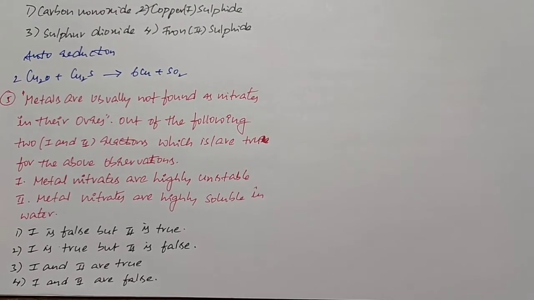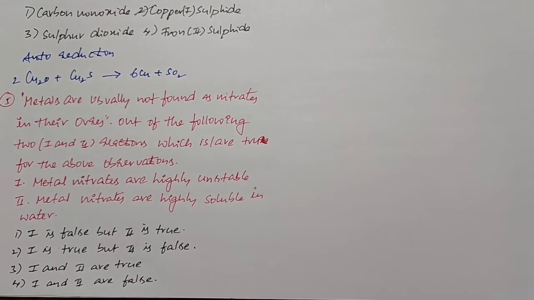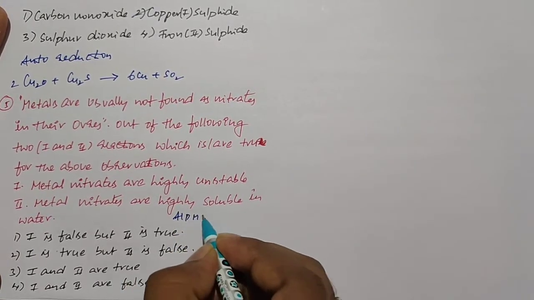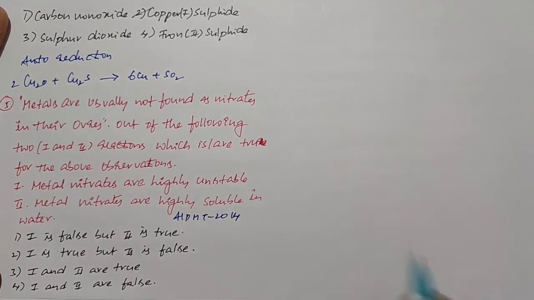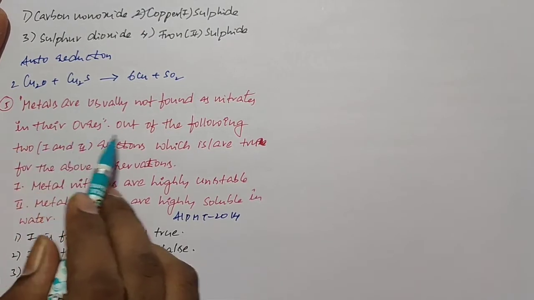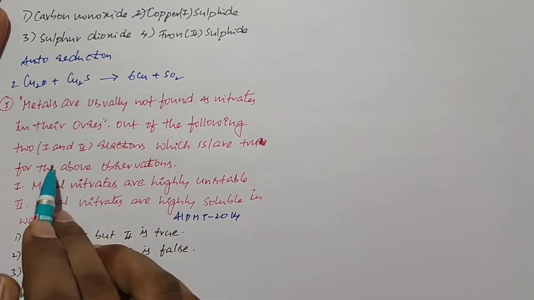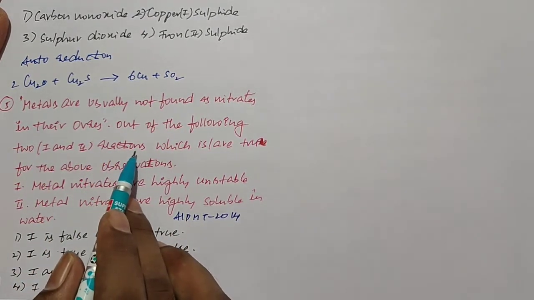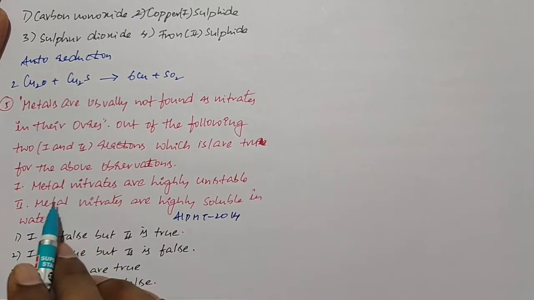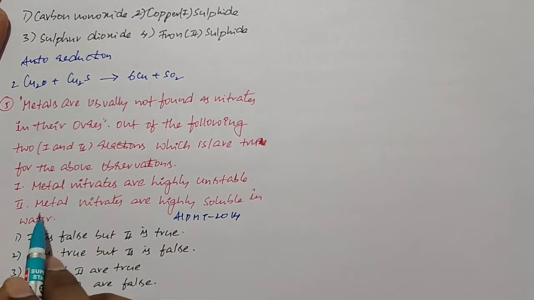That's all. Okay students, this is the next question. This question is given in the All India Pre-Medical Test 2014 paper, AIPMT 2014 paper. When you observe the question, metals are usually not found as nitrates in their ores. Out of the following, which reasons are true for the above observation? Metal nitrates are highly unstable. Metal nitrates are highly soluble in water.